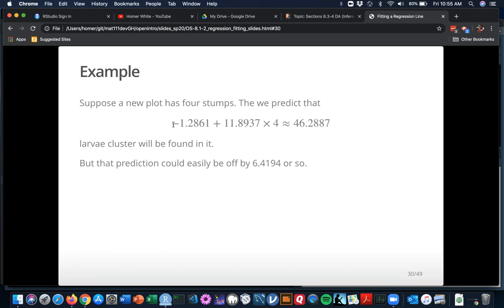So here's another working out of the same example. Say this new plot has 4 stumps. Then, you could go to the regression line, and you don't have to rely on the graph. You could use the equation. And here's the equation, the regression line, but you're just plugging in 4 for the x, and you get 46.28. And so you would predict to find 46 or so larvae clusters in that plot, but your prediction could easily be off by the 6 or so. So that's how you use the residual standard error in your mind.